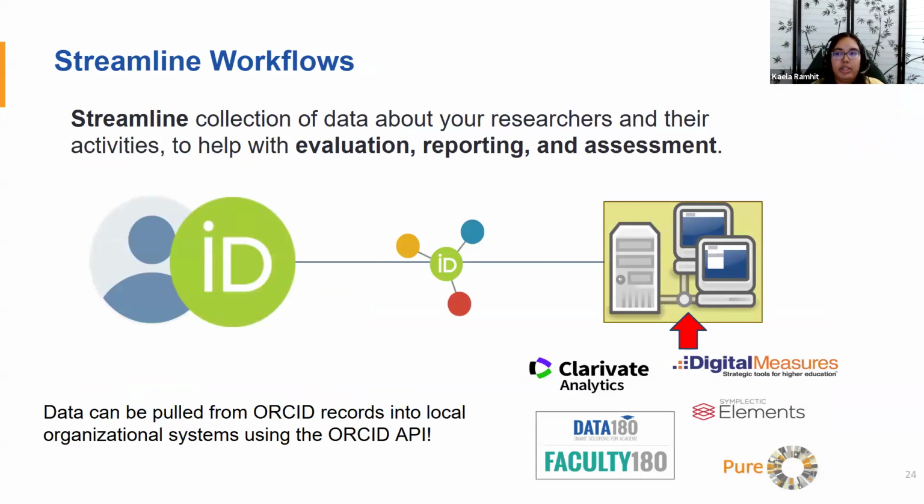An ORCID ID can also streamline the collection of data for certain workflows. This is useful for organizations to help with evaluation, reporting, and assessment. All organizations in the research ecosystem can benefit from ORCID in this way. If an organization collects the researcher's ORCID ID, they can then use that ID to assess impact, help with research reporting, evaluate a researcher's work, and help with determining promotion and advancement. To make the process even easier, organizations can use several different systems, such as Digital Measures, Symplectic Elements, and Pure, to track a researcher's work and achievements through the use of the ORCID API, making this transfer of data automatic and saving staff time.